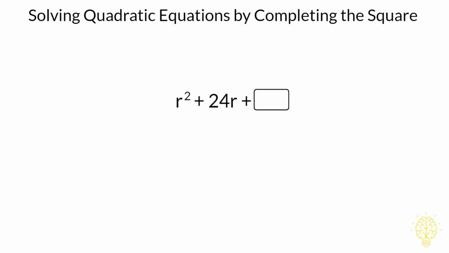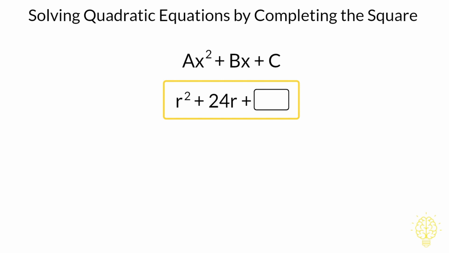Hi there! We're going to learn how to complete the square in a quadratic expression, and then we'll use that to solve a quadratic equation by completing the square. We'll start with r squared plus 24r plus something. Remember that a quadratic written in standard form is ax squared plus bx plus c. So in this expression, our b term is 24r.